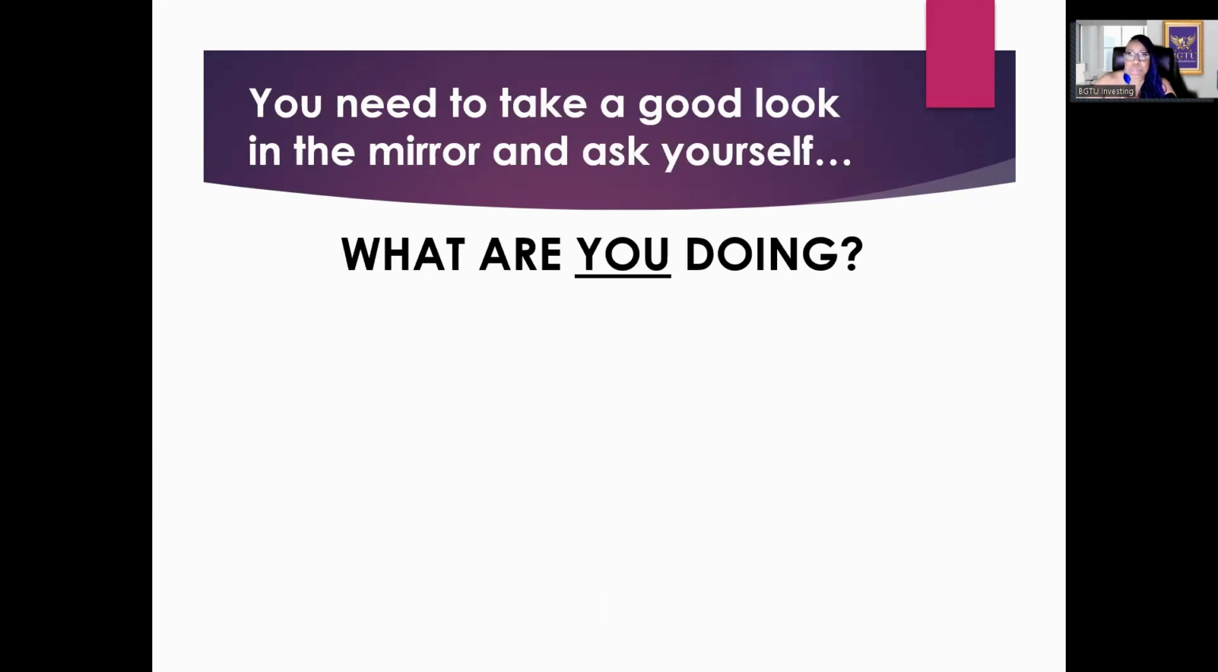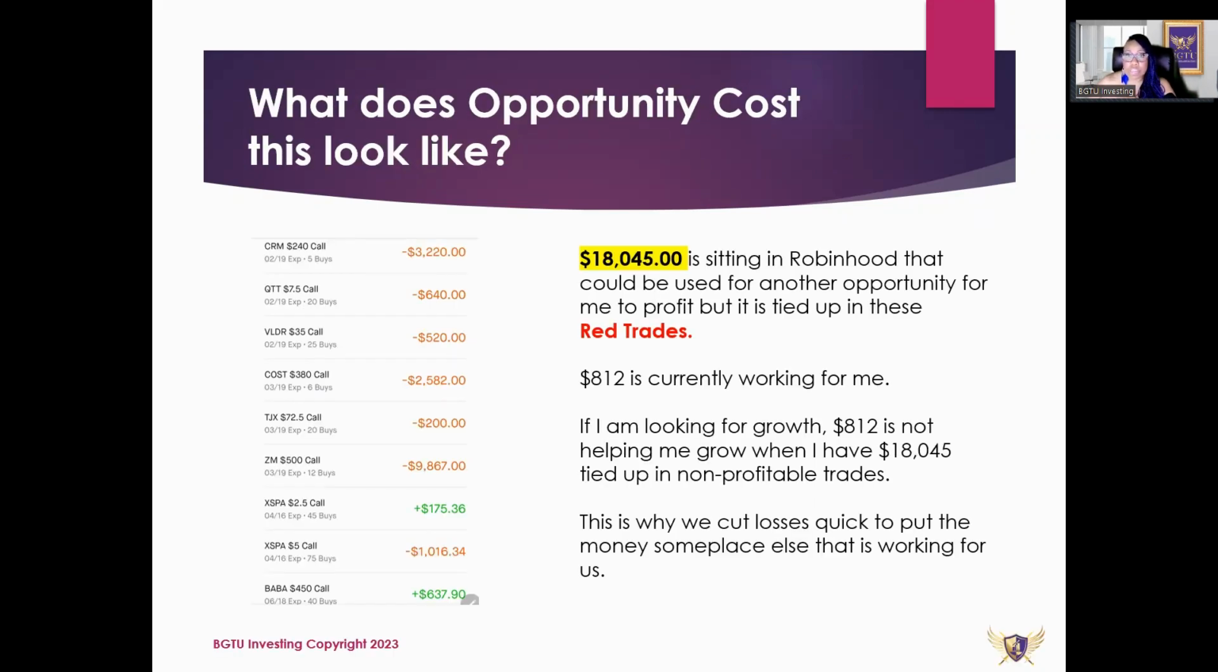So you need to take a good look in the mirror. I ain't got no mirror, but pretend you got a good look in the mirror and ask yourself, what in the world are you doing? If your account looks like this, you're in way more trades than you need to be, and the majority of those trades are red.